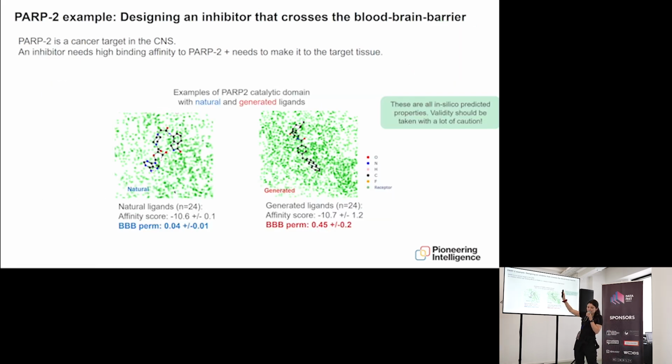So for PARP2, it's a popular target, so there actually exist 24 ground truth structures, natural ligands.